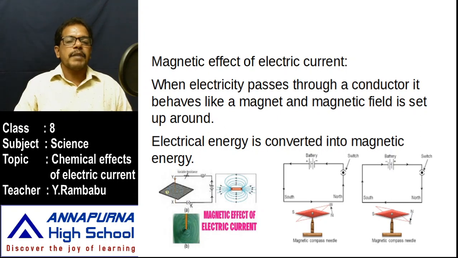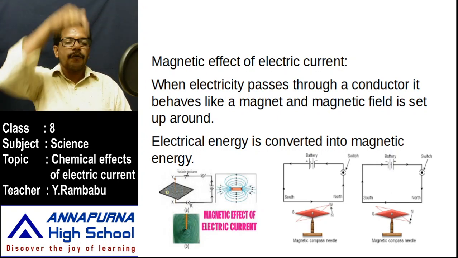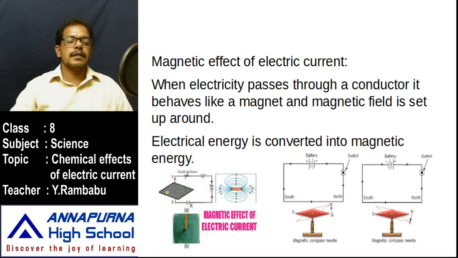Whenever we tap that cardboard sheet, the iron filings align themselves in a systematic pattern, just like circular rings around the straight conductor. Why are they aligned in a regular pattern as shown in the diagram? That is due to the magnetic effect of electric current. That means whenever the current flows from top to bottom through this straight conductor, the copper wire, it behaves like a magnet. There is a magnetic field around it.